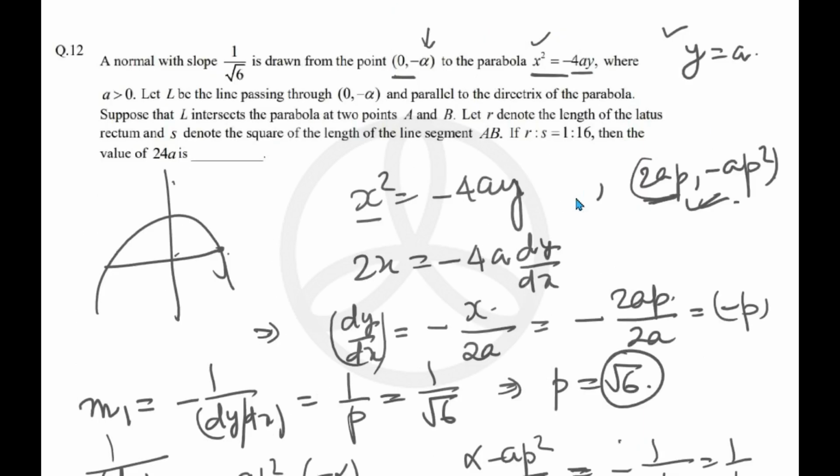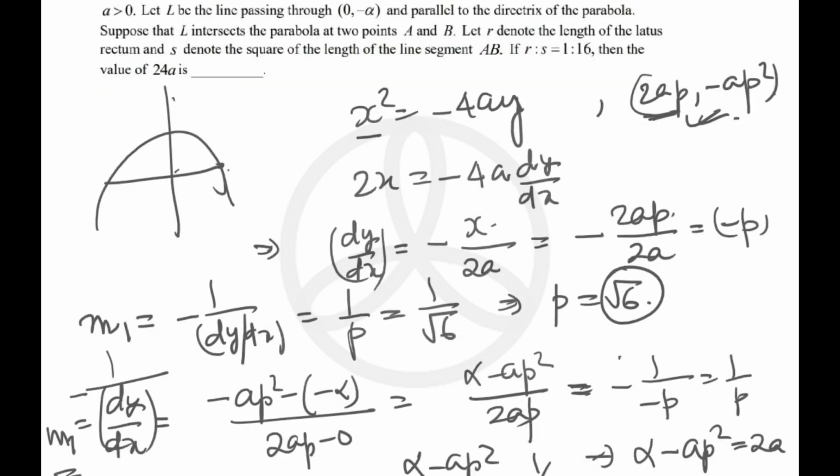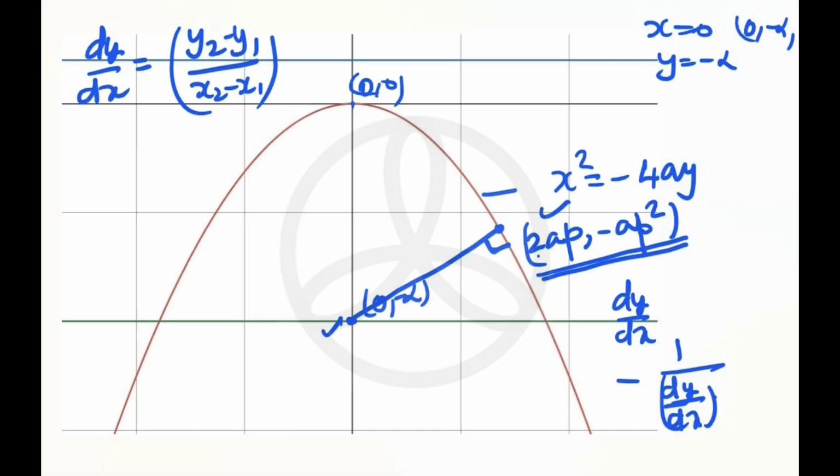Now what is the question? The question is saying that the line L1 is passing through this particular point and is parallel to the directrix. Okay, we understand that. It is talking about a line which is shown here in green, and this is parallel to the directrix. In this case, the directrix will be y is equal to a. So we have to find out this value.